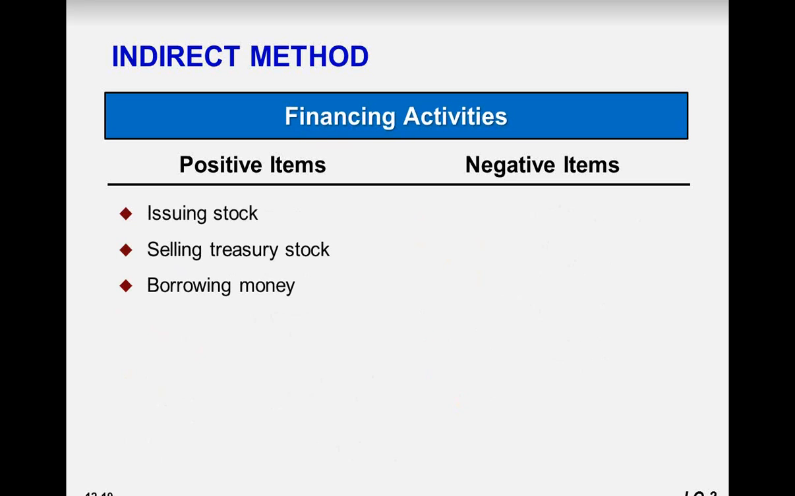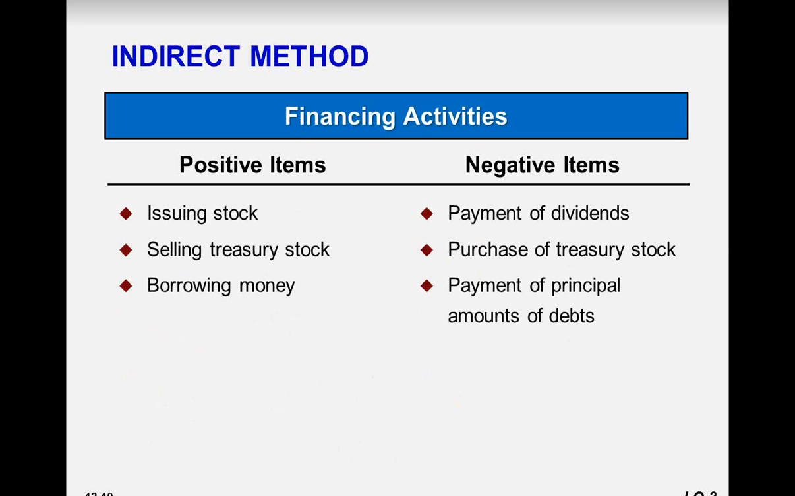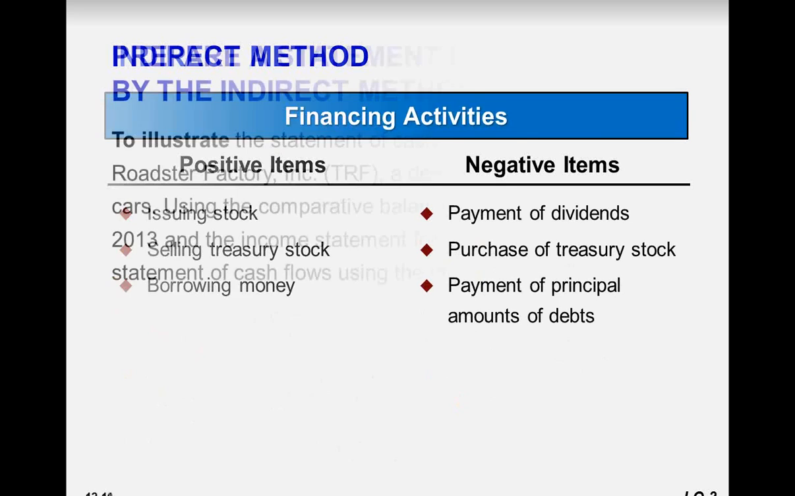Financing, I went over this briefly. If I issue stock, sell treasury stock, or borrow money, I will have more cash. To take cash away, I would pay dividends, buy treasury stock, or make a payment on the principal of those debts. The interest payments are operating expenses, by the way.